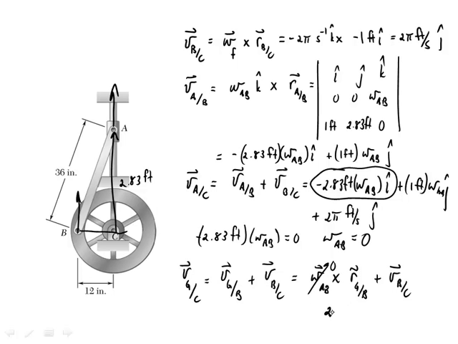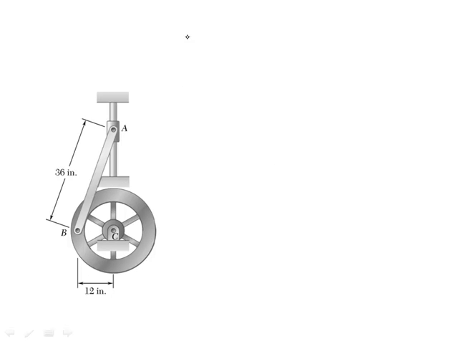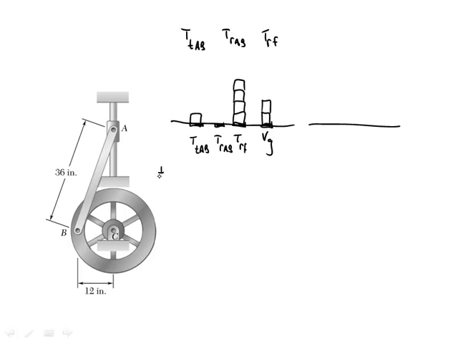And I know that that's 2π feet per second in the j hat direction. Okay, so my initial energy: I'm going to have some translational kinetic energy for AB. The rotational kinetic energy for AB is going to be 0. I'm going to have some rotational kinetic energy for the flywheel, and I'm going to have some gravitational potential energy for the bar. So I can put in some numbers here.